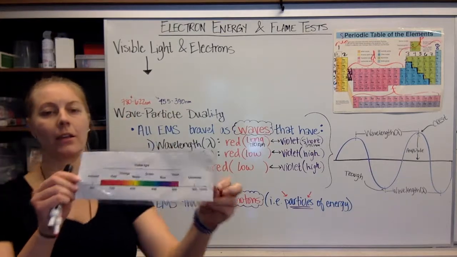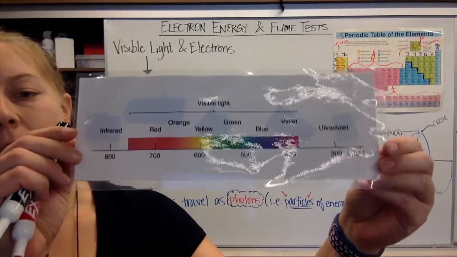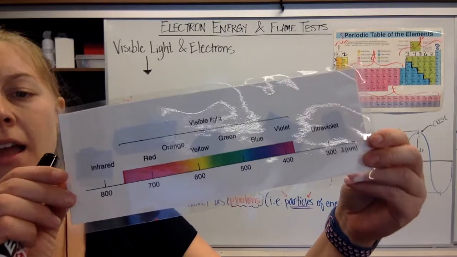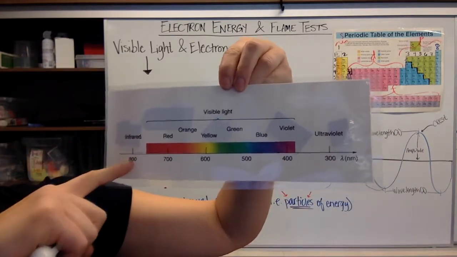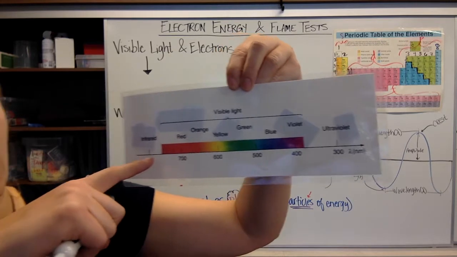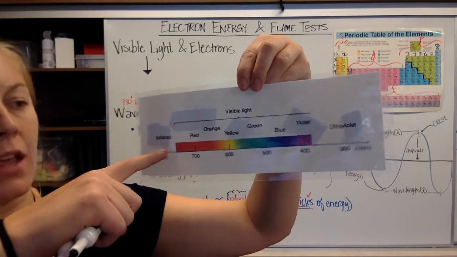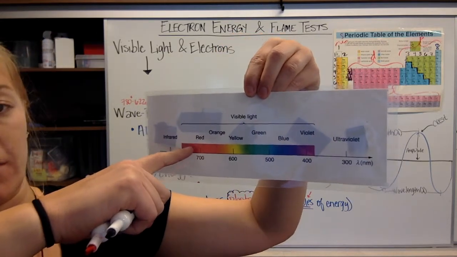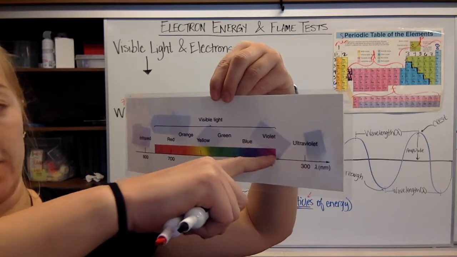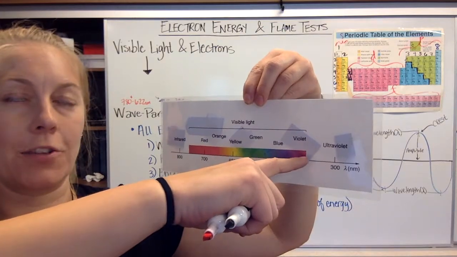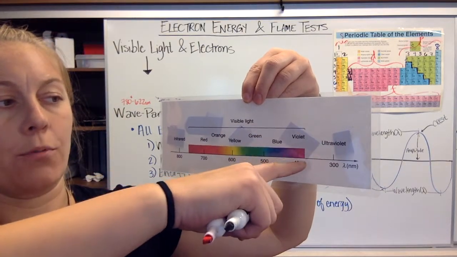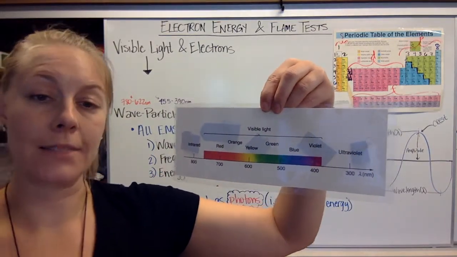I'm going to bring it a little bit closer. We're going to be using this in our flame test lab, but I want you to remember that on the lower energy side here, in the longer wavelength, we have infrared radiation, which leads into the red portion of the visible light spectrum, all the way to violet. And right after violet, the visible light portion of the electromagnetic spectrum, we have ultraviolet.